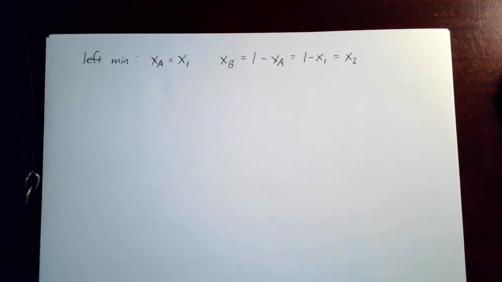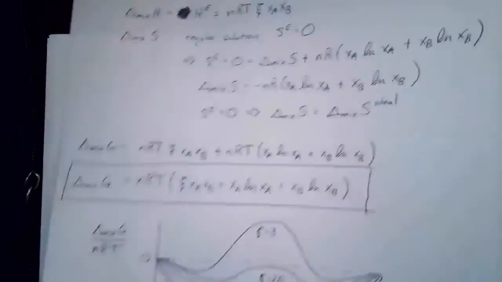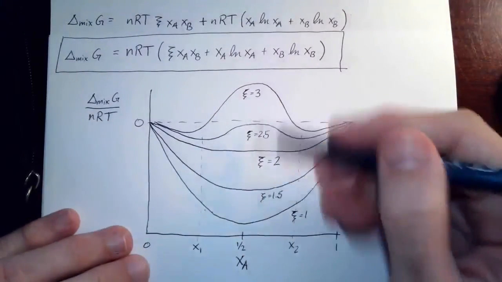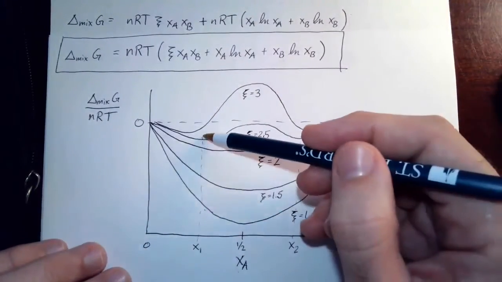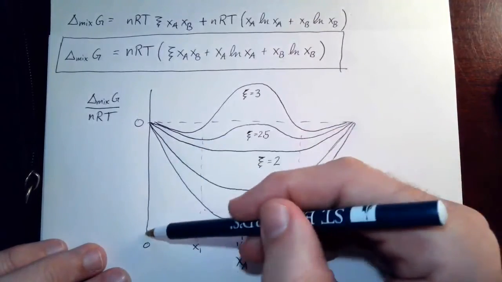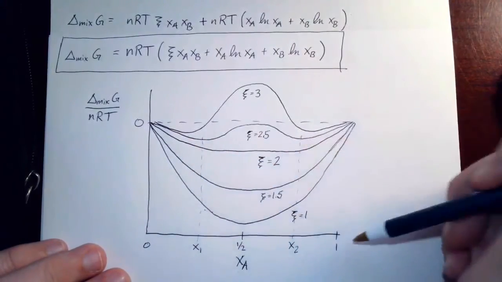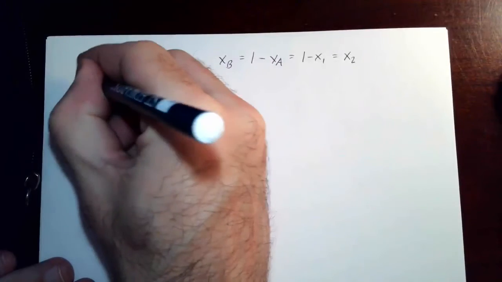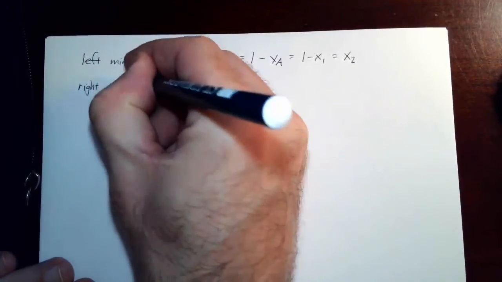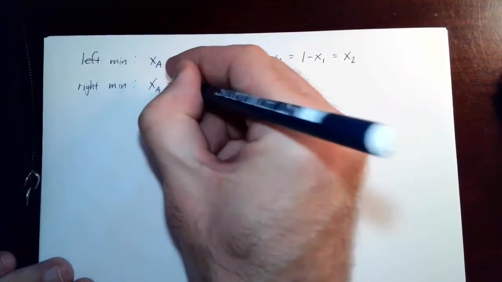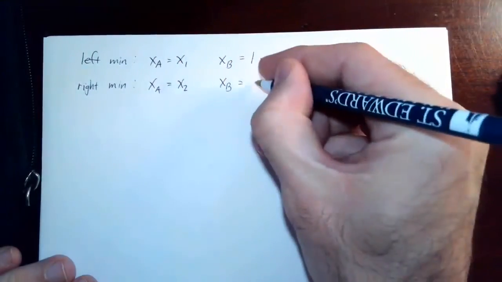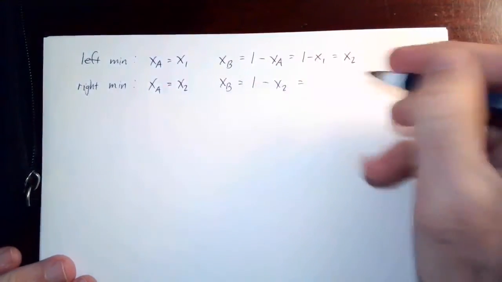Our plot is symmetric. These two dips happen symmetrically around X equals a half. So however far this minimum is from 0 equals the distance of this minimum from 1. Okay, so that's what I'm writing right here. And then the right minimum is the one where XA equals X2. So then XB equals 1 minus X2, which is X1.